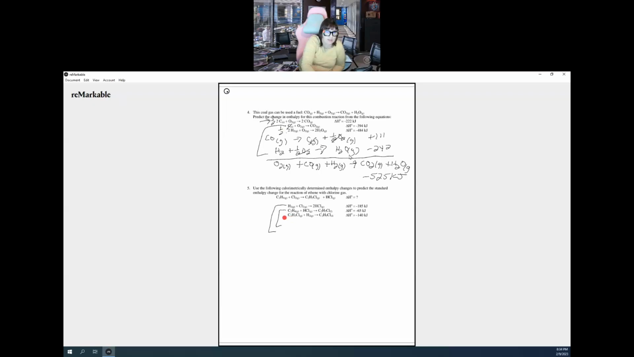C2H3Cl should be a product, so I'm going to have to reverse that. So when I reverse that, that's going to give me C2H5Cl liquid goes to C2H3Cl gas plus an H2. And of course, when I reverse that, that's a positive 140 kilojoules. Okay. So then I have an H2 here and an H2 there, so I can cancel those.